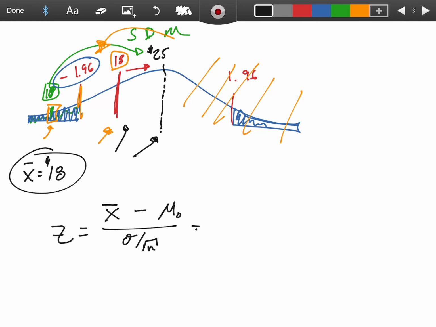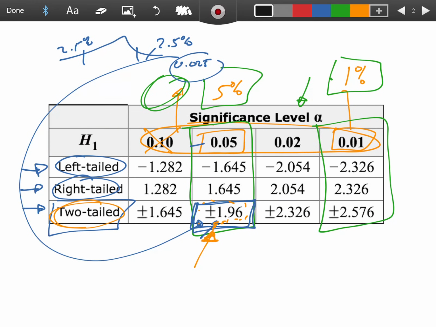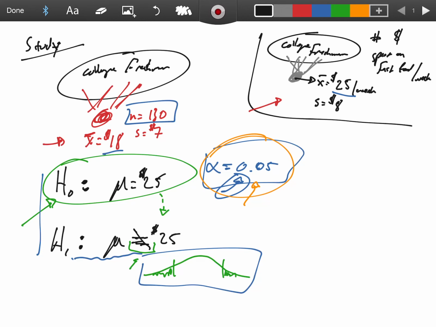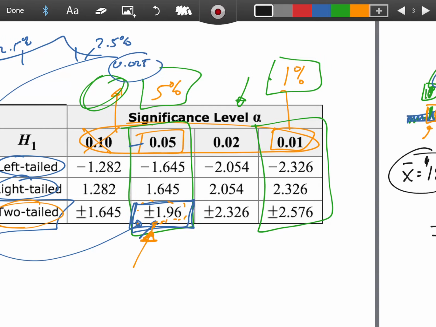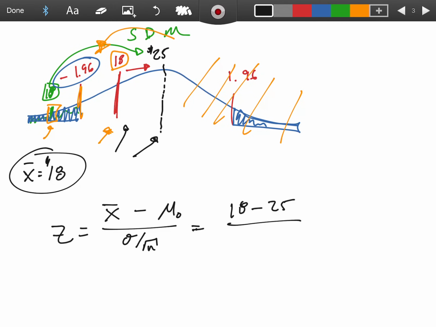So, running our numbers here, my current sample is 18 minus 25, right? I'm trying to see, is 18 really different than 25? And then divide that by the standard error. So I had a standard deviation of 7 with a sample size of 130. Standard deviation of 7 divided by the square root of 130. So I have all of this, and I need to calculate it.